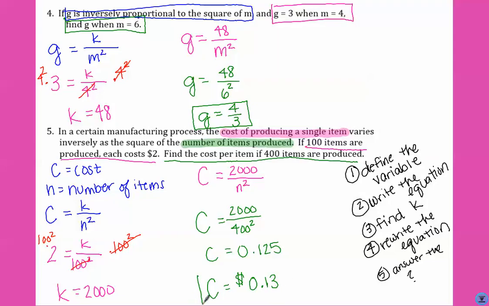Since we are doing word problems and we're talking about real life stuff, you need to make sure that you include units in your final answer. So you could read it as $0.13 or you could write 13 cents. Just make sure you don't have the decimal there if you're writing the word cents.